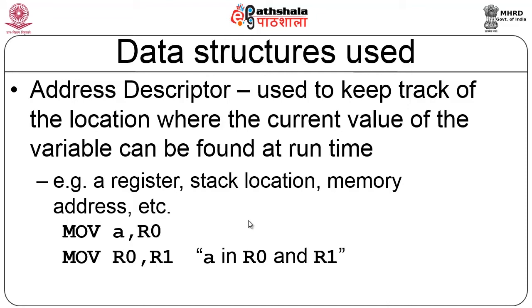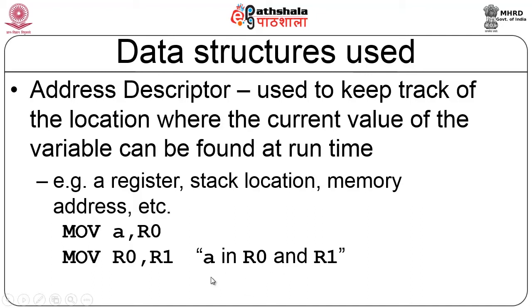So the query here will be where is the variable a available. The answer will be a is in R0 if I have done a statement of this particular sort. Move a comma R0 will tell me that R0 contains a, that is according to the register descriptor, and the address descriptor will tell me that a is available in R0. Now the example given here, move R0 comma R1, means that I am also copying the value of a into R1 also. So here we will say that a is available in R0 as well as R1. Okay, so this is also a possibility.